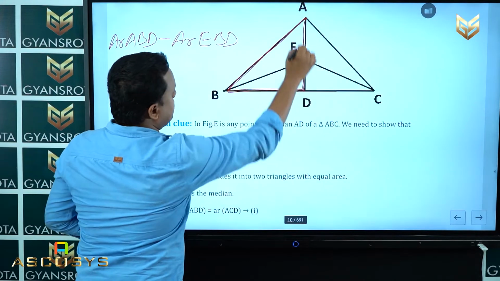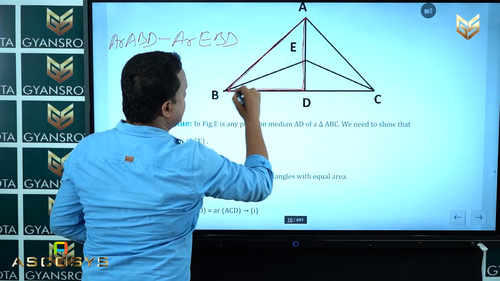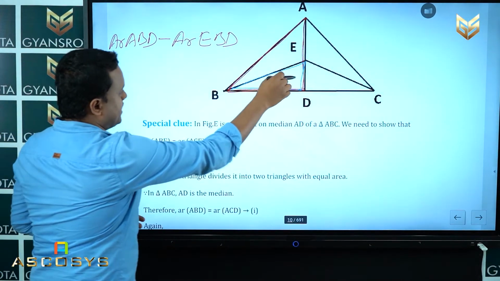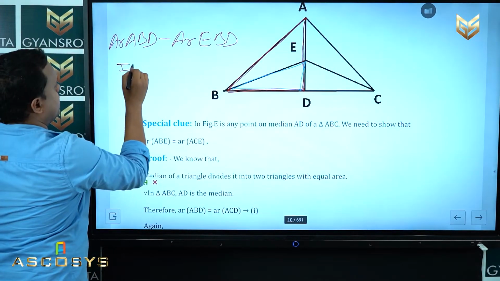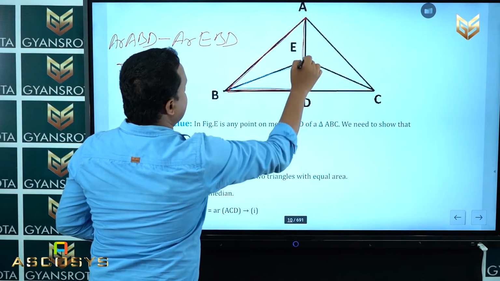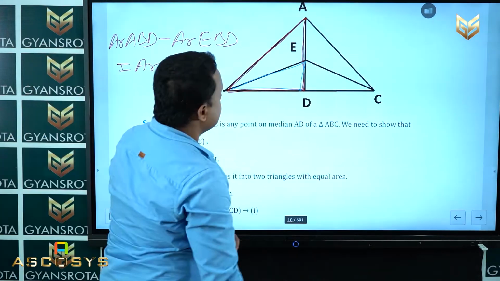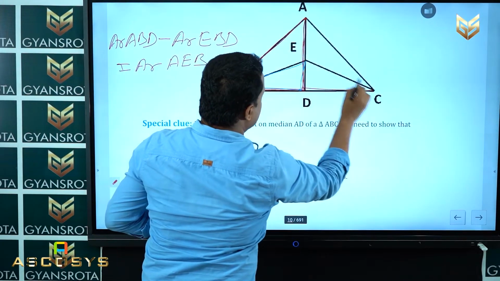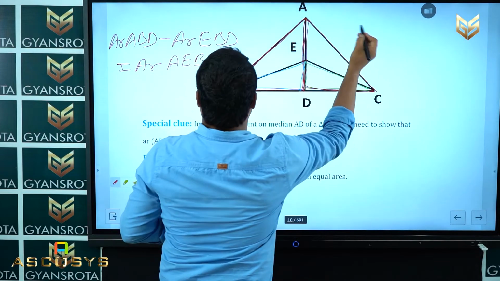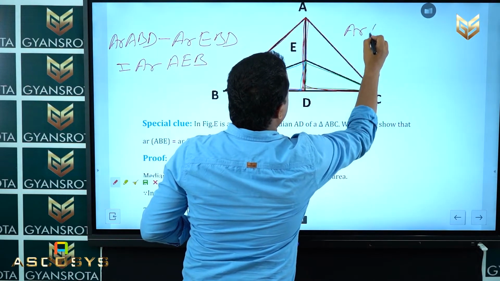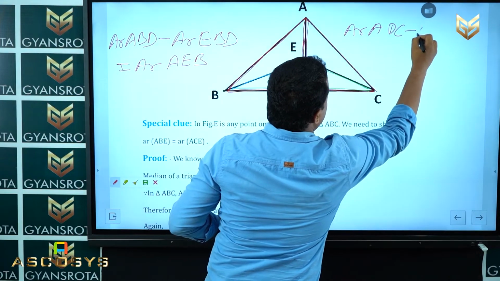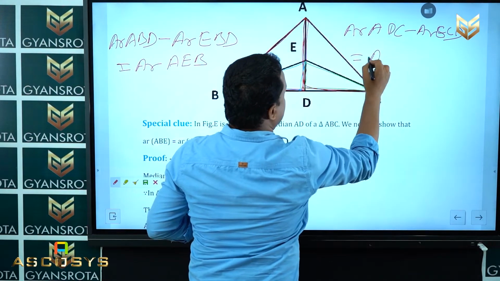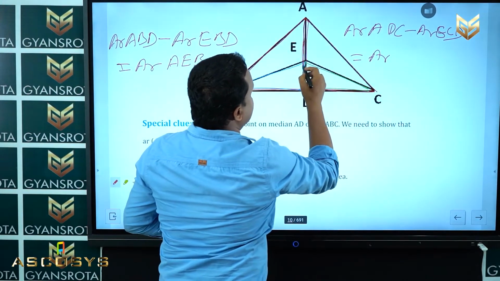Alright. So, from this triangle, the area of this triangle, we are subtracting this triangle, area of this triangle. After subtracting this, what will we get? The area of ABE or AEB. Similarly, on this side, if we subtract the area of this triangle, area of ADC minus area of ECD, we will get the area of ACE or EAC.